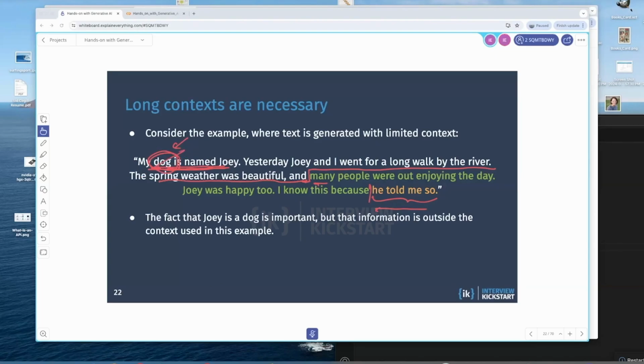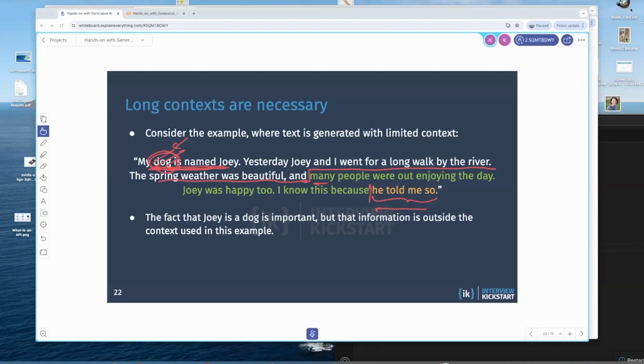If I lost that word, if I said my blank is named Joey, yesterday Joey and I went on and so on, then he was wagging his tail wouldn't be the right choice. I have to know that Joey's a dog, and that one specific token comes way back in my context. So the fact that Joey's a dog is important. That information in this example is outside the context used. If I want to do this accurately, I need a context that's long enough that I can capture these really long range dependencies in language.